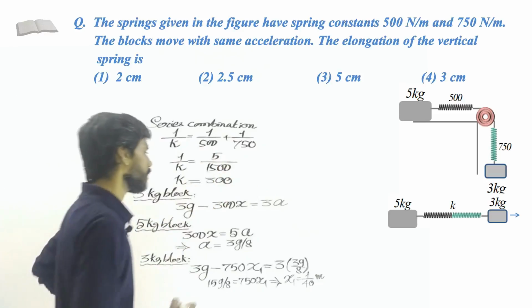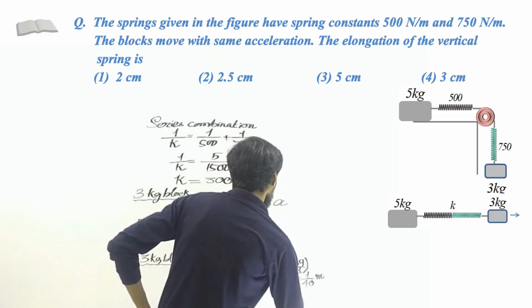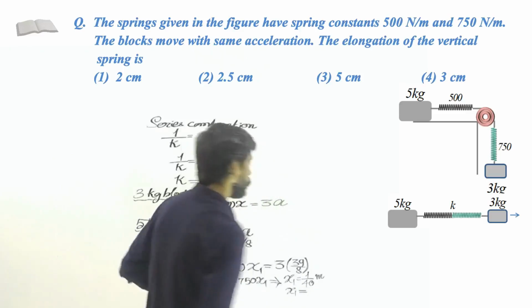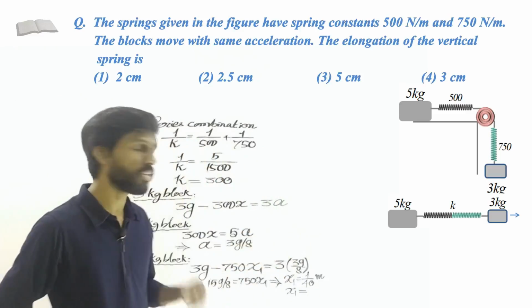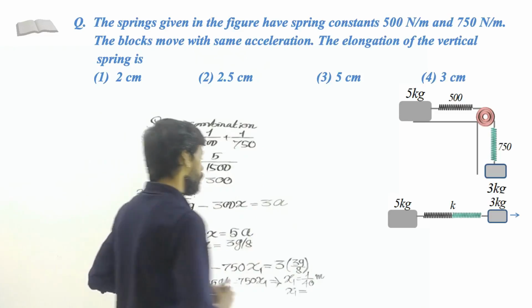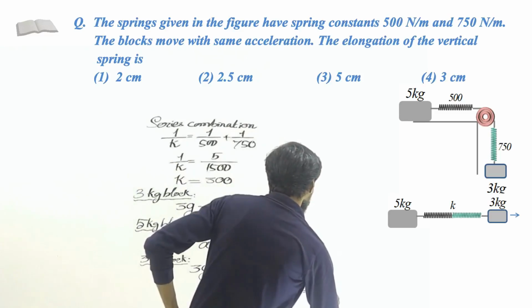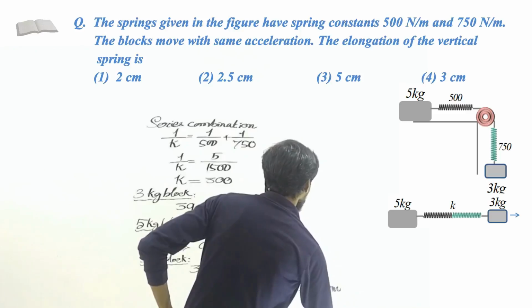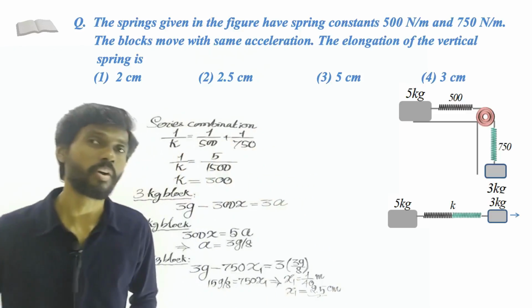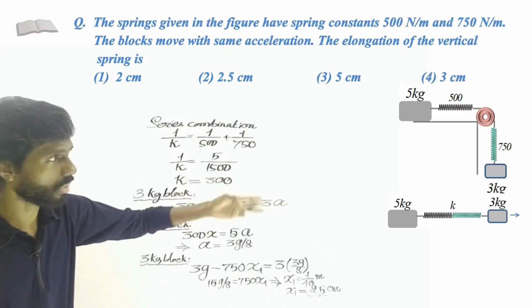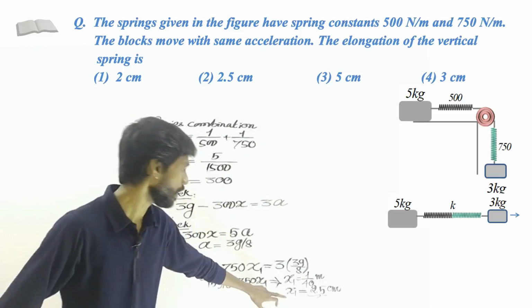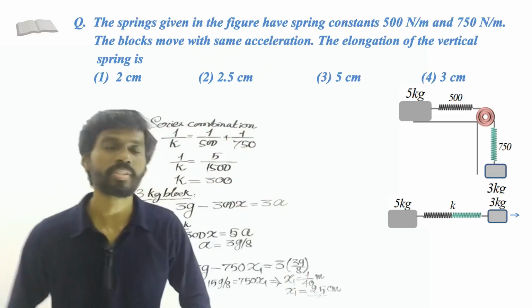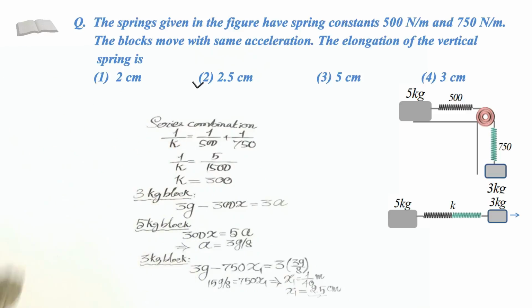We can convert that into centimeter, so we multiply this by 100. Converting it, 100 divided by 40, so 10 by 4 is 2.5 centimeter. That is the elongation of the spring. That vertical spring having spring constant 750, the elongation is 2.5 centimeter, so that is the answer.